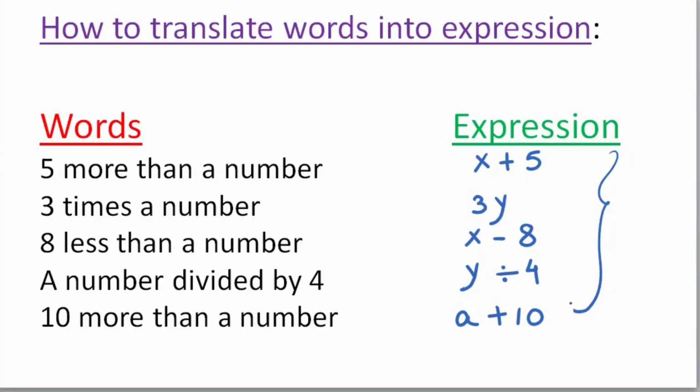These are the expressions of the words. Understand how we can translate words into expression? First we learned what a variable is. Variables are the letters for unknown numbers. An expression is a math sentence without an equal sign. Okay. And how we can translate words into expression, that also we learned. Now let's see what is the next one.